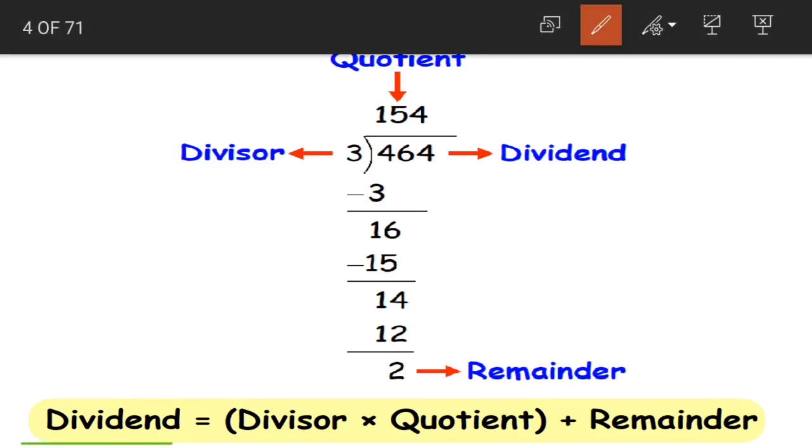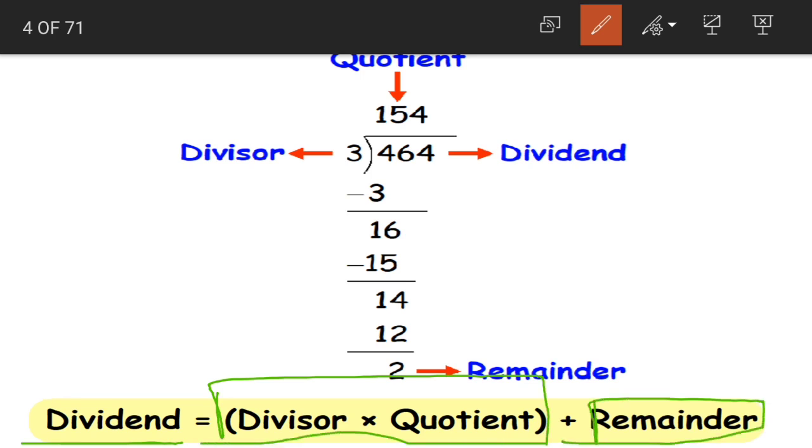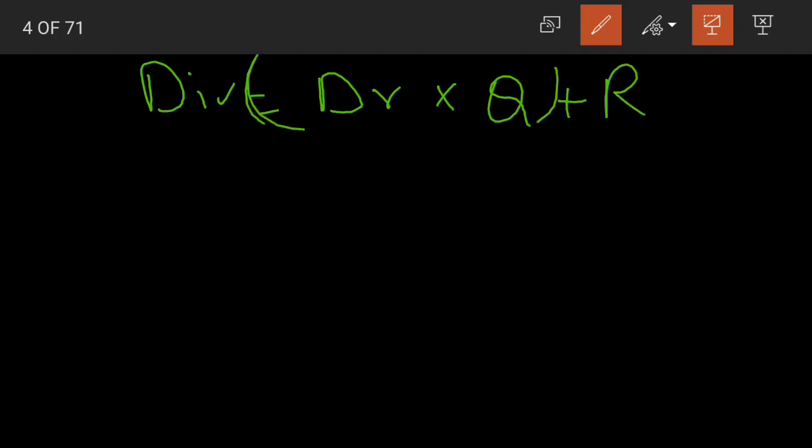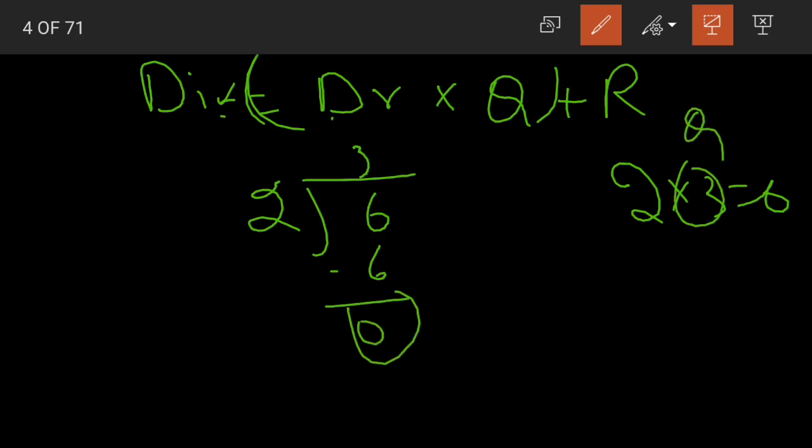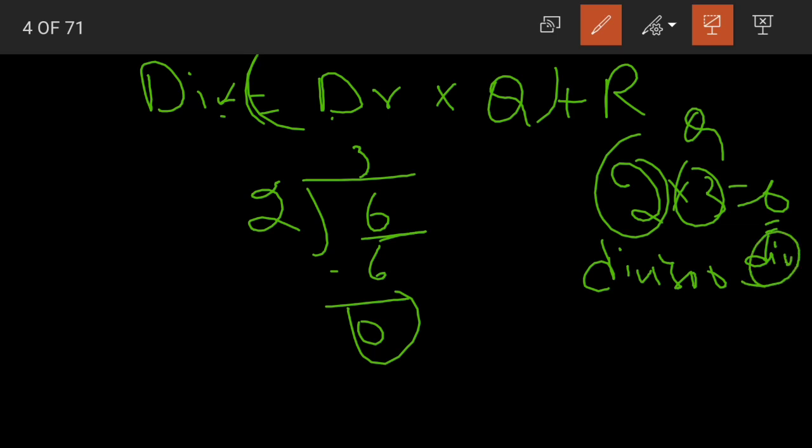Now, dividend is equal to divisor into quotient plus remainder. I wrote Dr here for divisor. Just now, 2 threes are 6. When 6 was divided by 2, what was this? This is our quotient and this is our divisor. Yes or no? Yes. So always remember, and this is our dividend here. So dividend is always equal to quotient into divisor. What is dividend equal to, children?